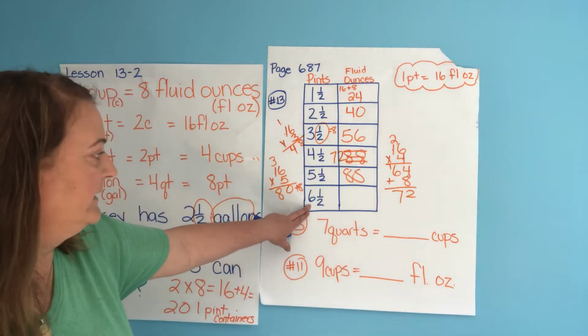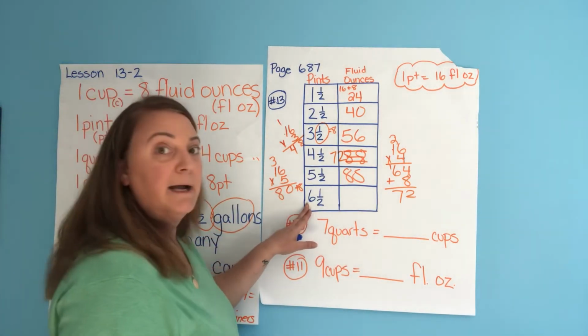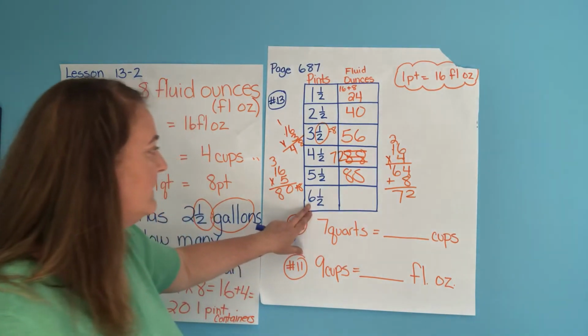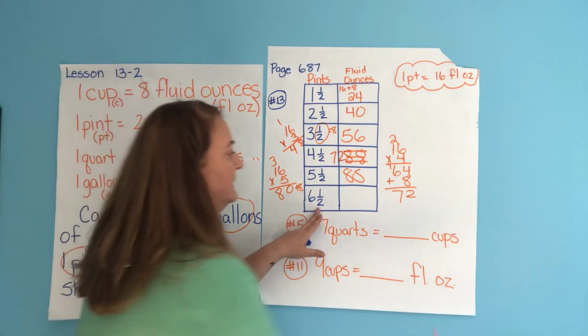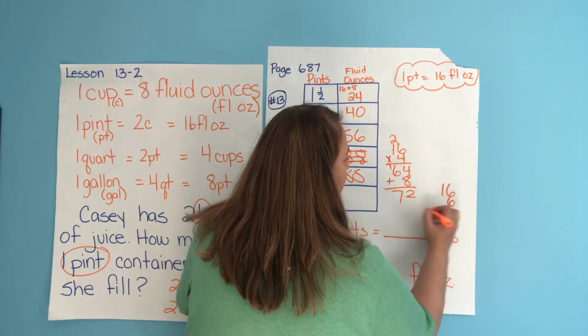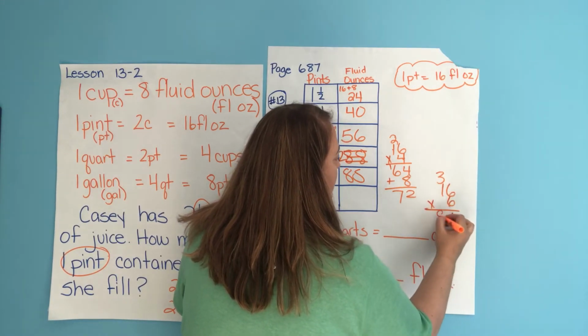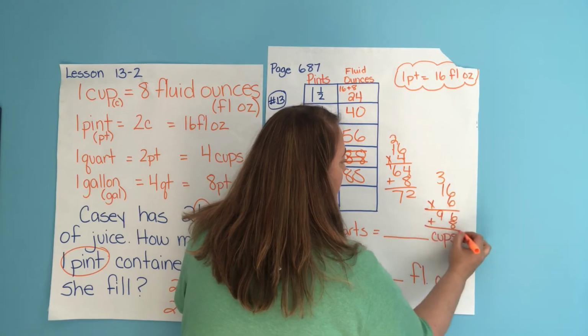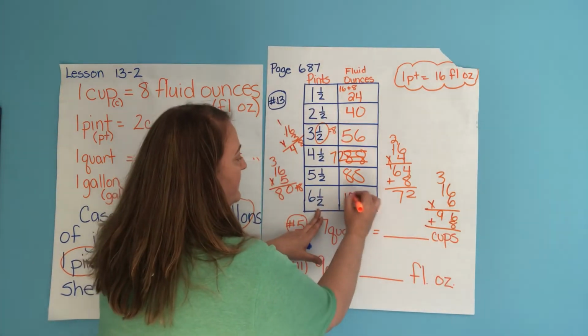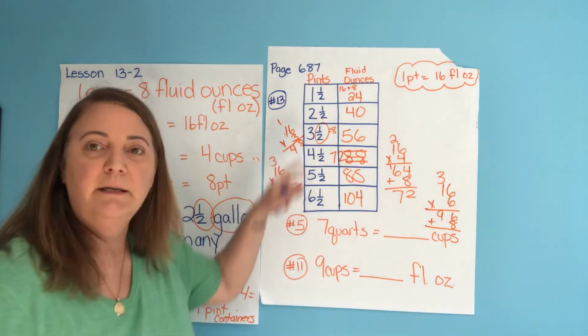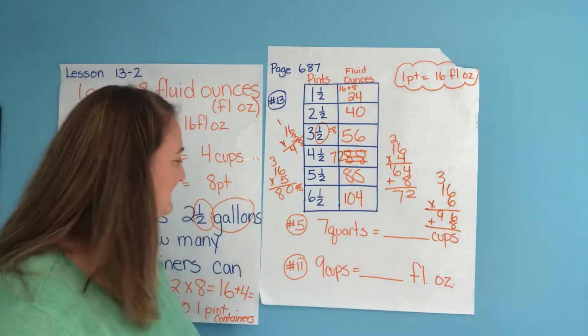And then down here we have 16 times 6, and then we're going to add 8. So 16 times 6, 96, plus 8 is 104. See, even teachers can make a little mistake there.